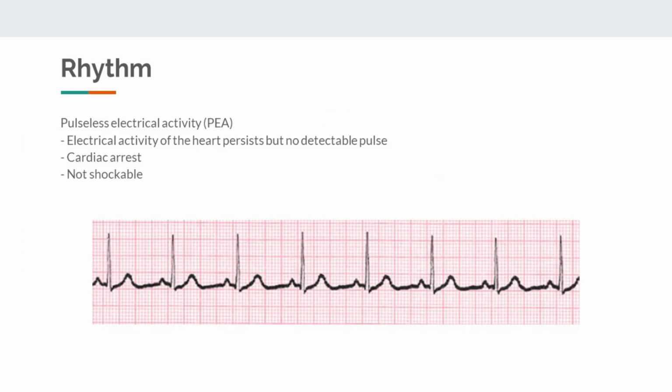PEA, or pulseless electrical activity, is when you're still picking up electrical activity from the heart on the EKG, but no pulses are able to be detected. So while the heart's electrical system is still firing, the muscles aren't contracting or squeezing. It's another example of cardiac arrest. Similarly to asystole, PEA is not a shockable rhythm.